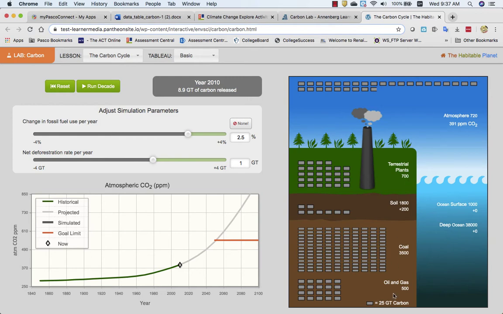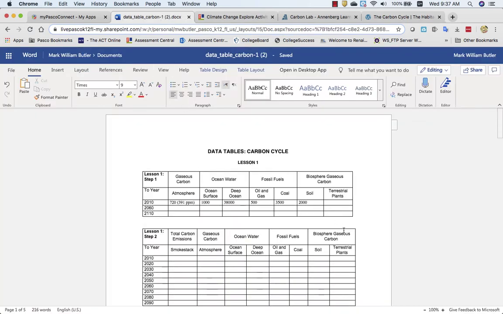Now, as we adjust these values and go through the decades, we're going to see these numbers change, and we're going to put those in our data table. So let's finish this one. Terrestrial plants is 700. Now we're going to go to 2060. That's the next data point that we're looking for.